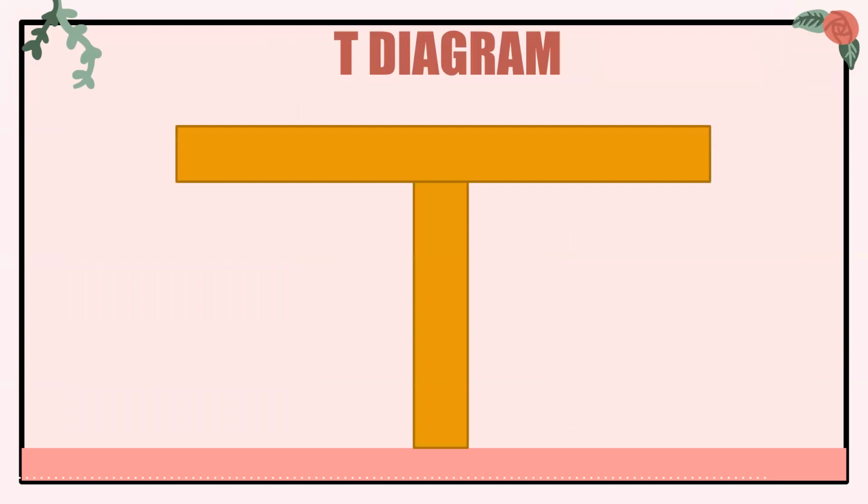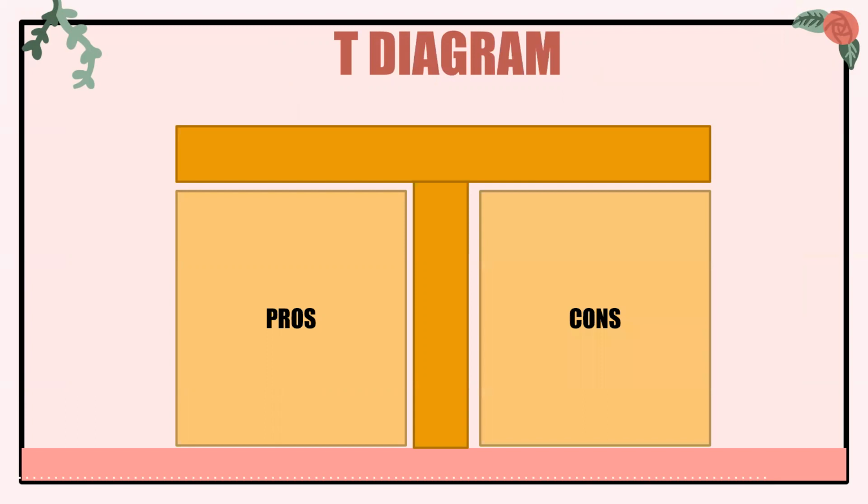The T diagram is used in order to talk about the advantages and disadvantages of a particular topic. So for example, we have a topic on high tide. We can talk about the advantages of high tide and the disadvantages of high tide with the help of a T diagram. So it is a very simplified form of a graphic organizer. And this graphic organizer can be used to explain to children, or even to grown-up adults, the advantages and disadvantages of a particular topic.